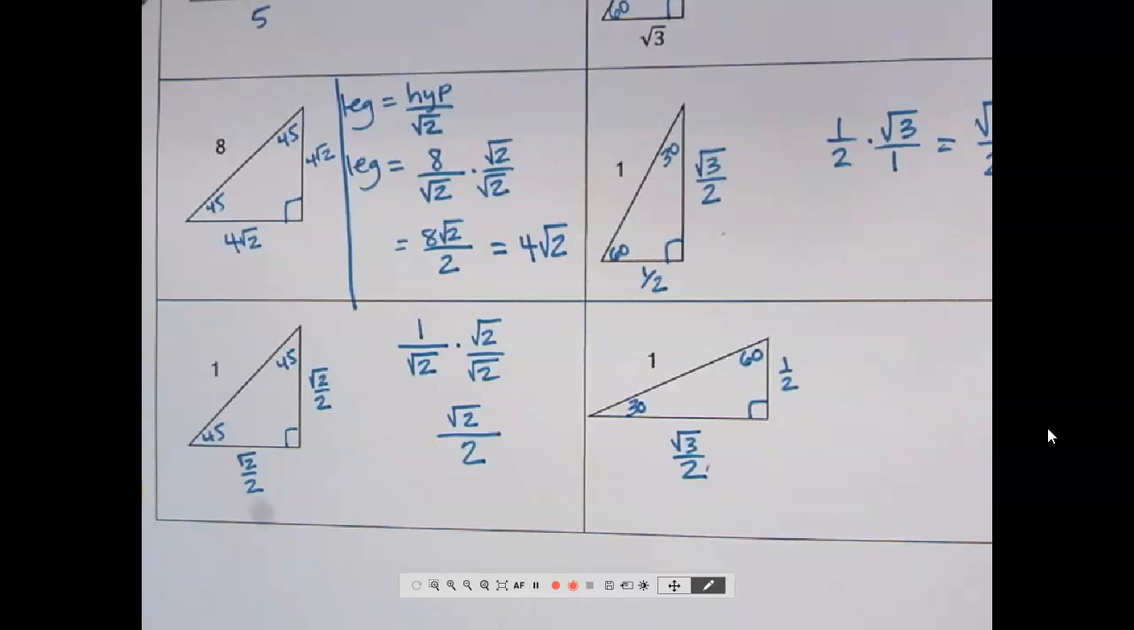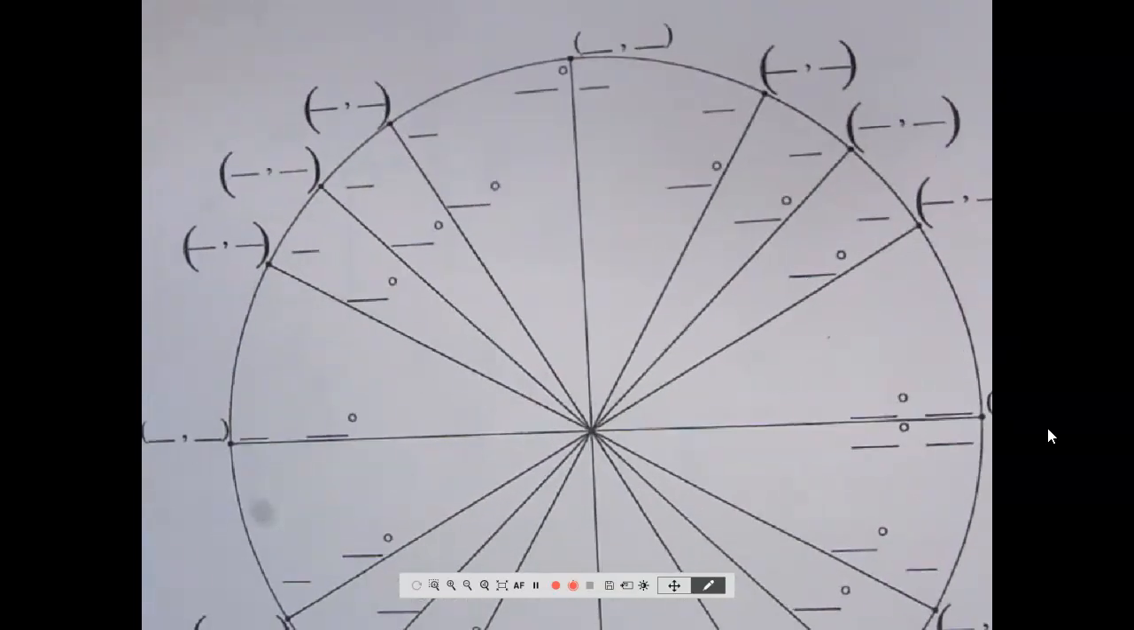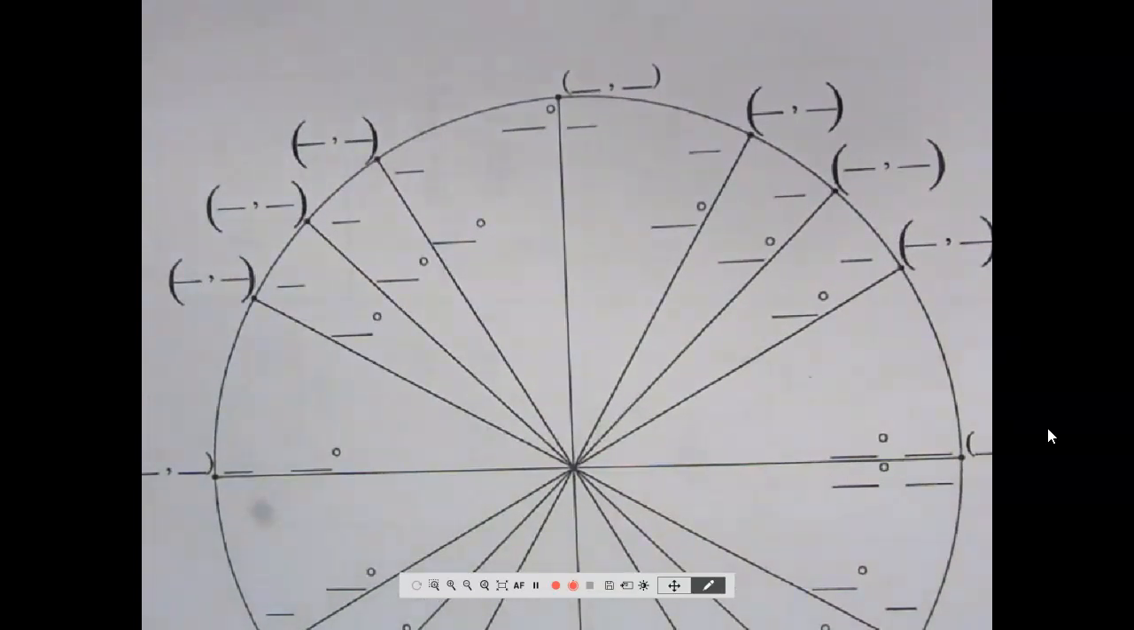Okay, all right. So what I'm going to bring you is this. It's called the unit circle. Okay, and we are going to fill out everything on here. Oh my gosh, that's so much. Let me pause this. It'll save me a little bit of time.